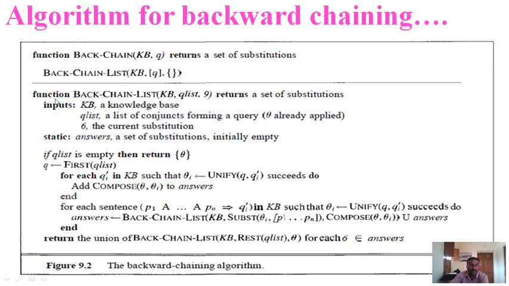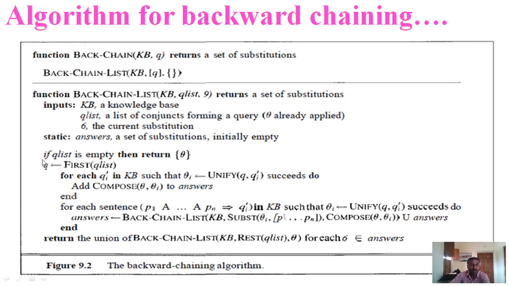Then we come to the start of the algorithm. Function BACKWARD-CHAIN-LIST of KB, Q-list, comma, theta, the substitution here. We take the substitution concept, and it returns a set of substitutions. The input is the knowledge base, then the Q-list and some current substitution value, maybe anything. These three are the inputs we take. And what is the status now? Answers is a set of substitutions, initially empty. At the initial state of backward chaining, substitutions are empty. We have not substituted anything generally.